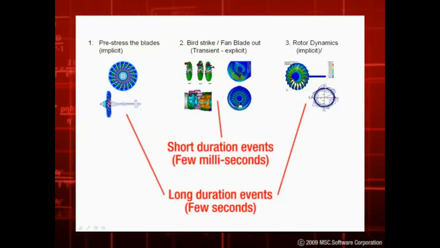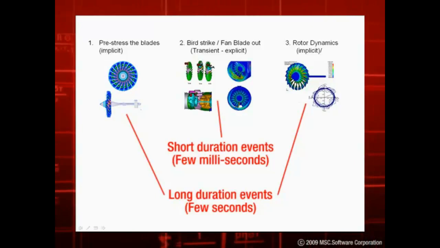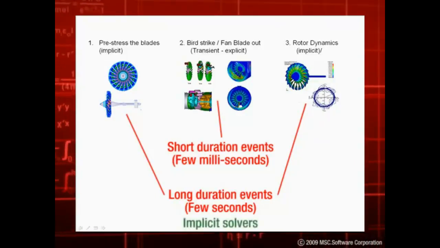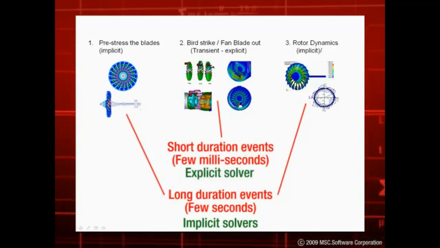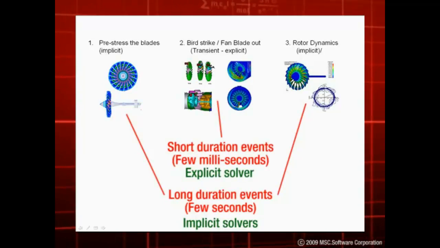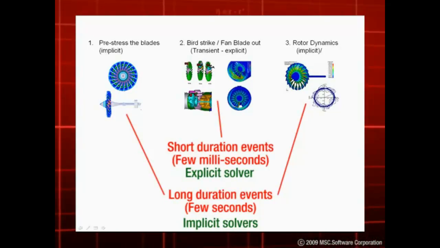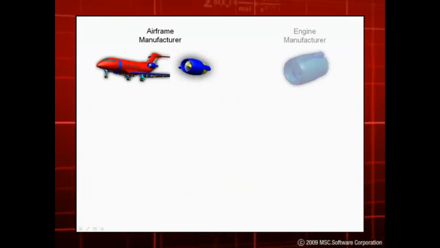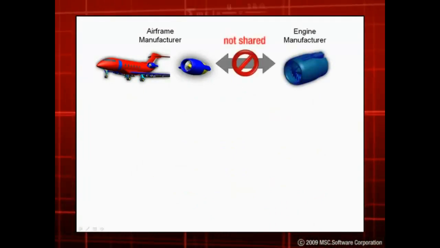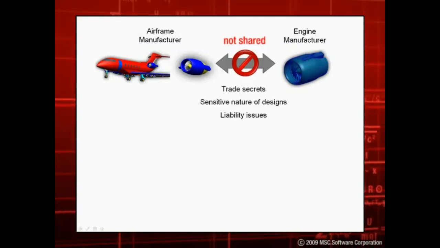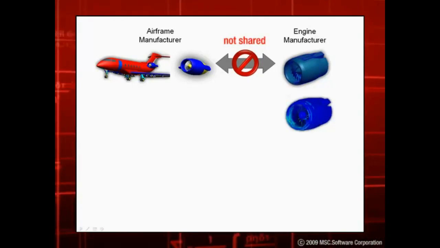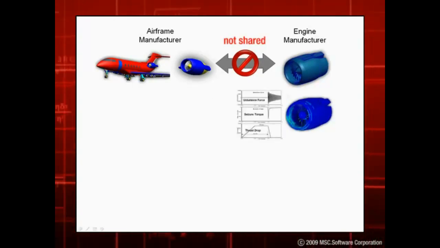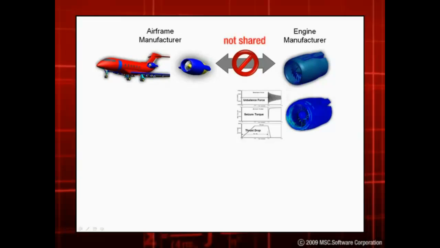Specifically for the pre-stress analysis of the blades and rotor dynamics analysis, implicit solvers are needed, whereas to simulate the fan blade out event, an explicit solver is required. Moreover, the way this is done today also presents certain other inefficiencies and challenges. Since the engine models between airframe and engine manufacturers are not shared, either due to trade secrets, sensitive nature of the design, or liability issues, engine manufacturers traditionally will send only the loads that are generated from a fan blade out or bird strike analysis to the airframe companies.